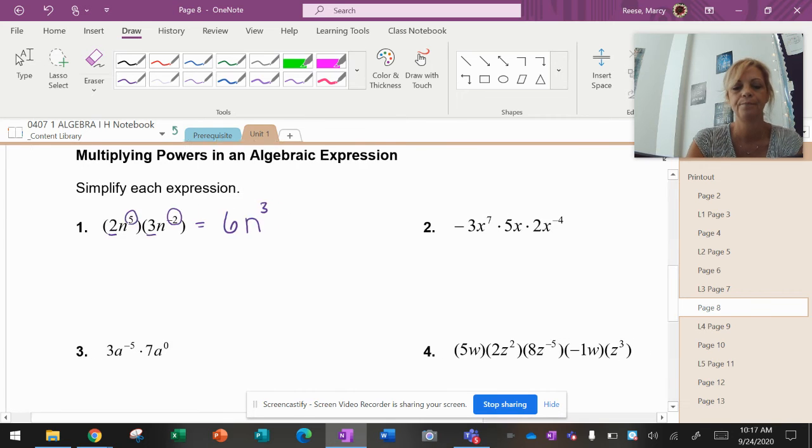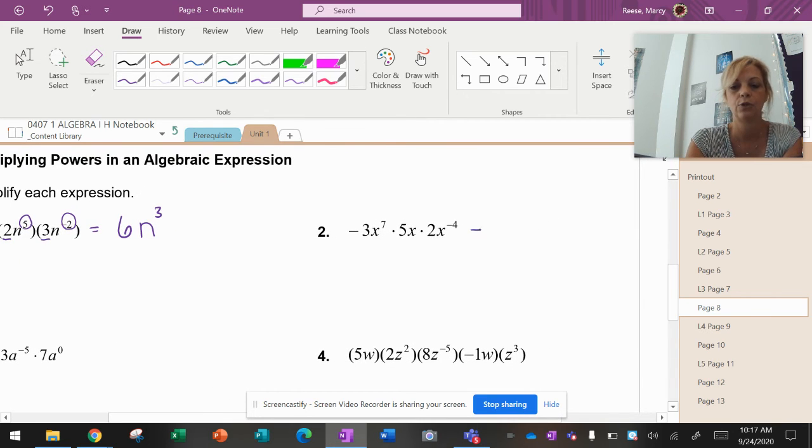It really isn't. Okay, how about 2? I've got coefficient times a coefficient times a coefficient. Then I've got -3 times 5 is -15 times 2 is -30. And then I have bases of x, so I'm going to add every single exponent. 7 plus 1 minus 4, plus -4, minus 4, same thing. So I got 7 plus 1 is 8, minus 4 is 4. Okay.